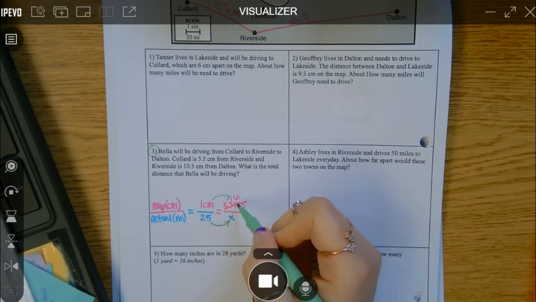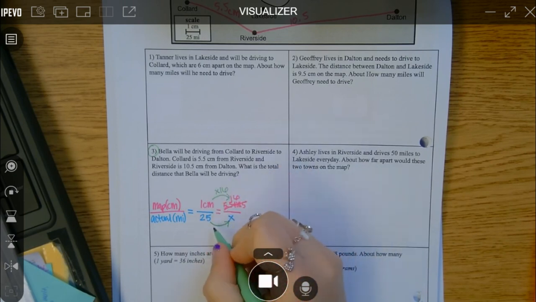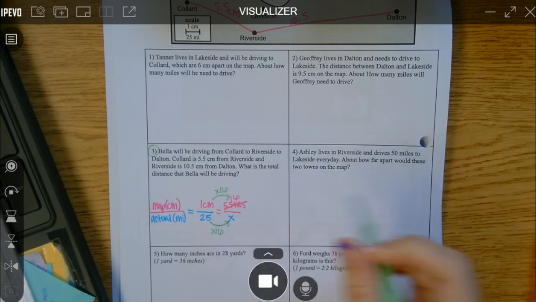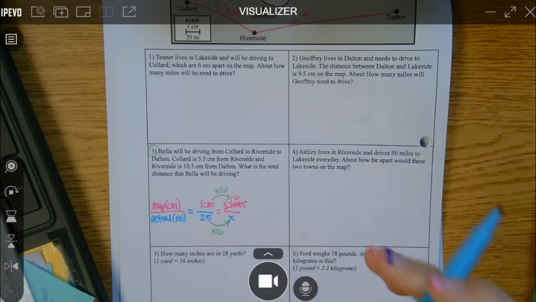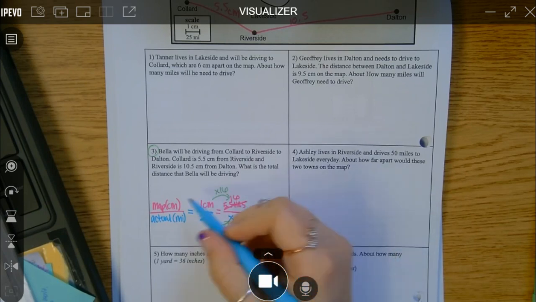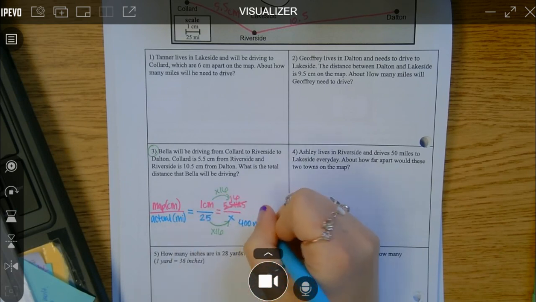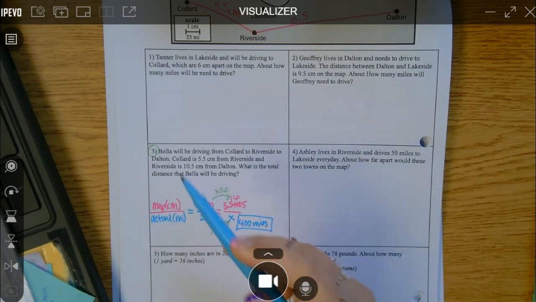How do you get from 1 to 16? Yeah, 1 times 16 is 16. So then do the same thing here. What's 25 times 16? It's 400. So that means that 16 centimeters on the map is equal to 400 miles in real life. And there you go. That's how you solve these map problems.